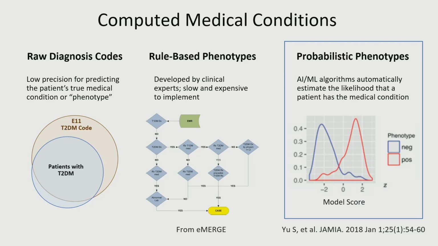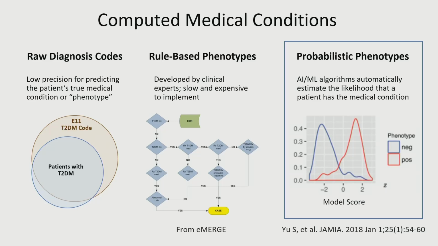So the typical way you do this is called rule-based phenotypes. You get a group of clinical experts together and you come up with a set of logical flowcharts or rules, like the patient has had 2 visits for diabetes and they're taking insulin and other things, and that'll help you classify the patients. But these are slow and expensive to develop. Only dozens of diseases have these rule-based phenotypes out of thousands of different diagnoses.